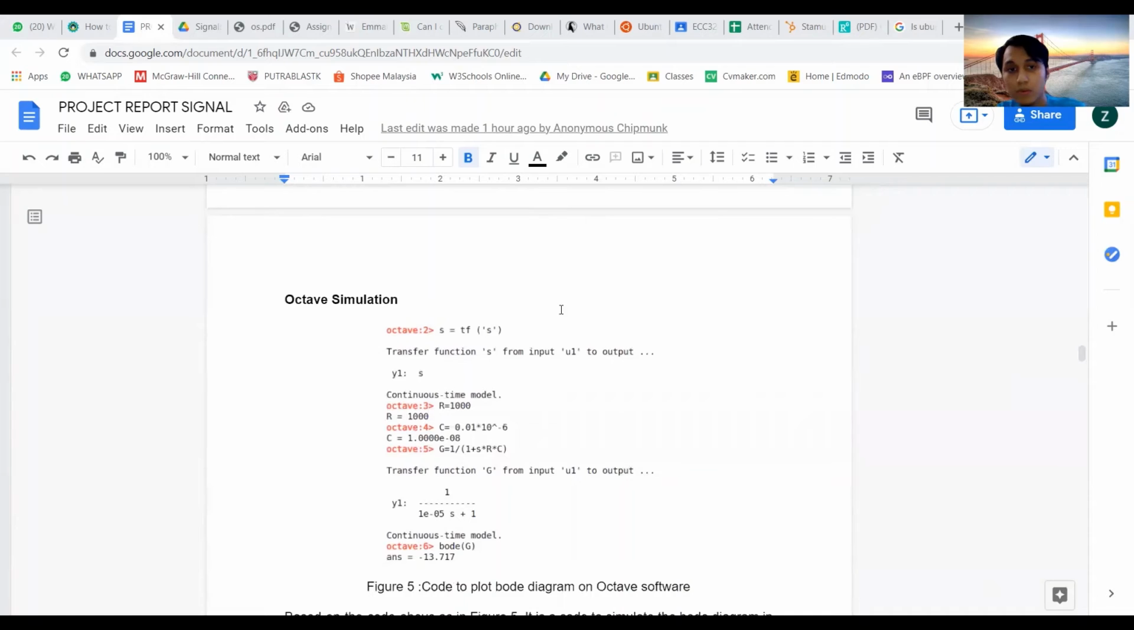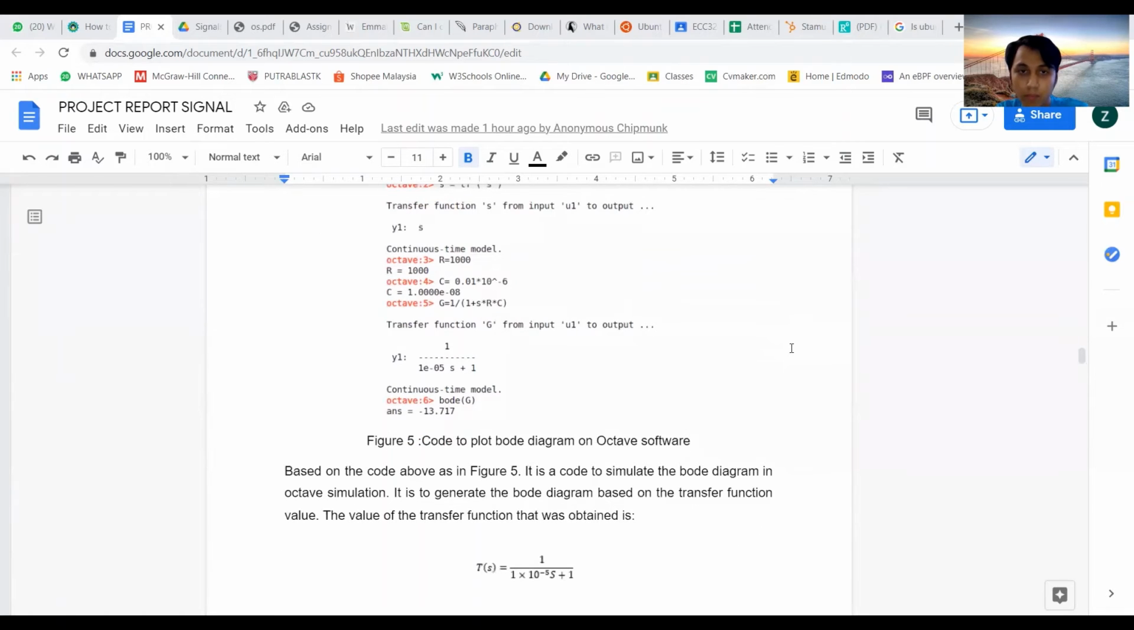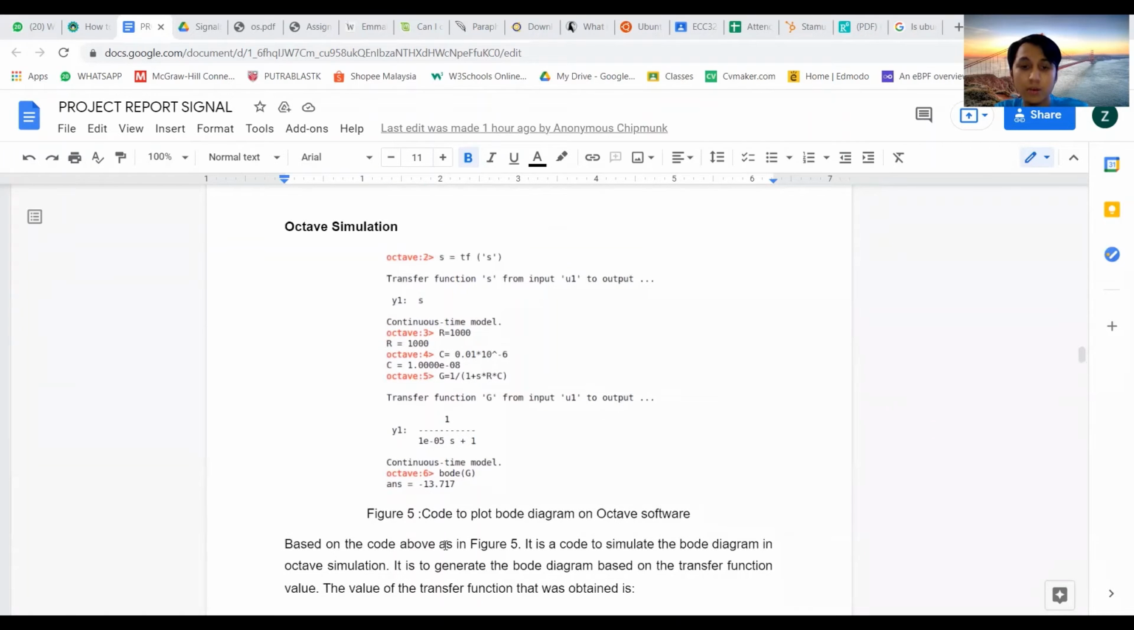Now we move to the Octave simulation. For the Octave simulation, based on the code above as in figure 5, it is a code to simulate the Bode diagram in Octave simulation. It is to generate the Bode diagram based on the transfer function value.